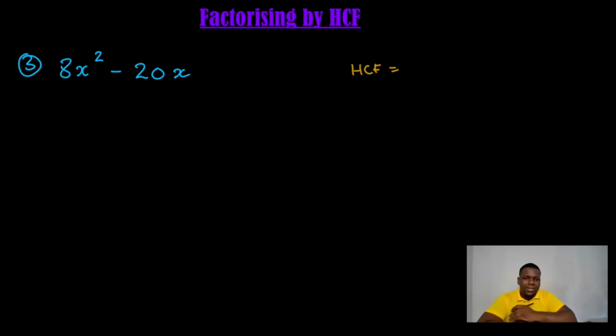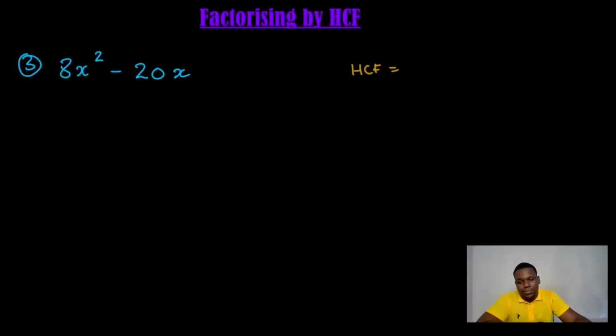So here we have our third example: 8x squared minus 20x. Now, I'm not going to list out the factors, but can you tell me what would be the highest common factor for both of these terms? In cases like these, where we have powers of both terms, it's not as easy as the first two questions. So how I normally do questions like this is that I split them up, right?